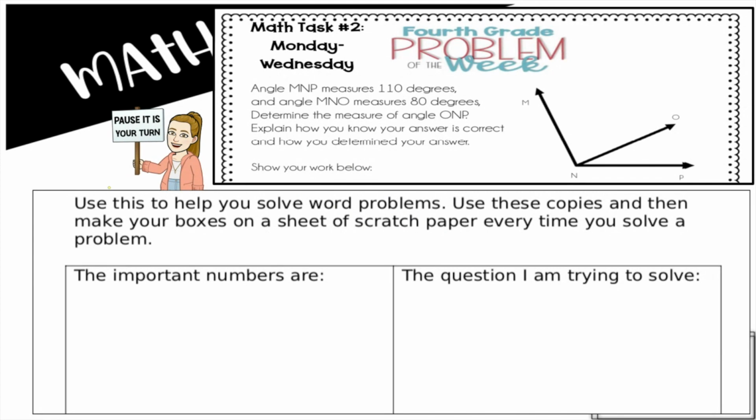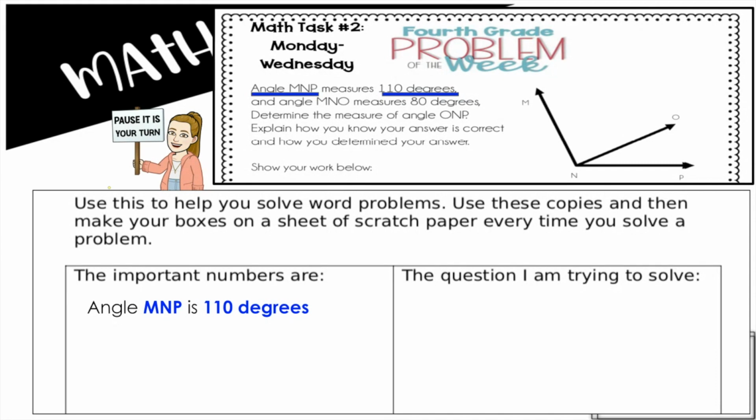So as I read, angle MNP measures 110 degrees. Bing, I stop myself and go, okay, I need to pull out the important stuff. I know 110 degrees, but what am I talking about? I am talking about angle MNP, and it measures 110 degrees. So I'm going to write in my box, angle MNP is 110 degrees. That is my first important number idea that I need to solve this problem.